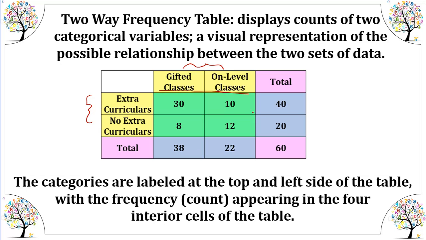Notice we have several totals. So the totals are here and here. So you can see that this is the main total. This is how many people are surveyed. This total is how many folks take extracurriculars. 20 folks take no extracurricular. And then we have the two column totals. How many gifted students that I surveyed and how many students that I surveyed that take on-level classes.